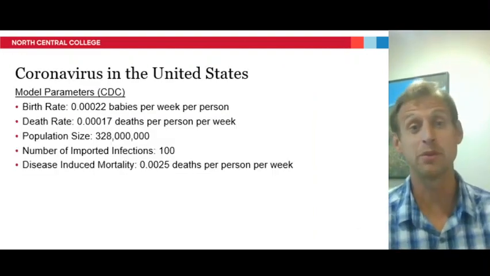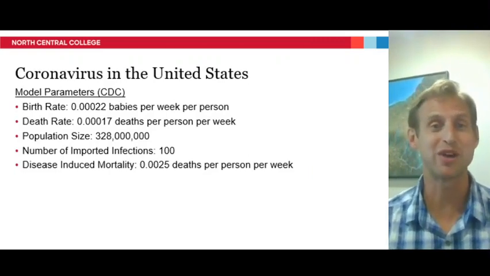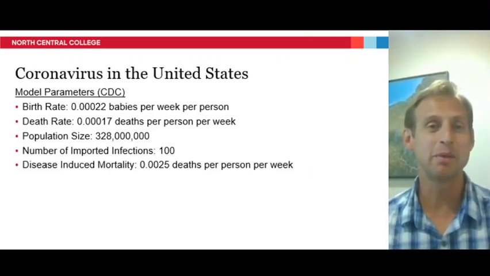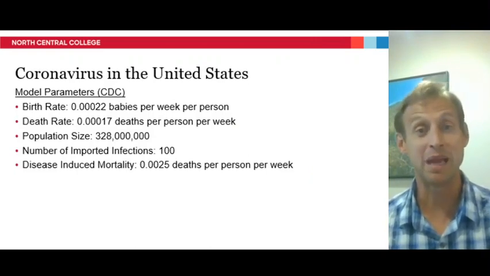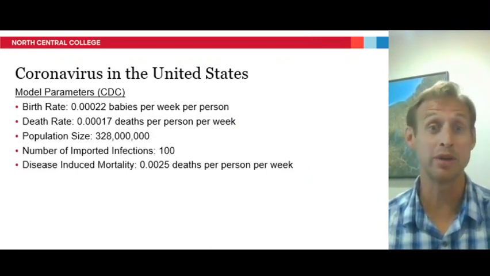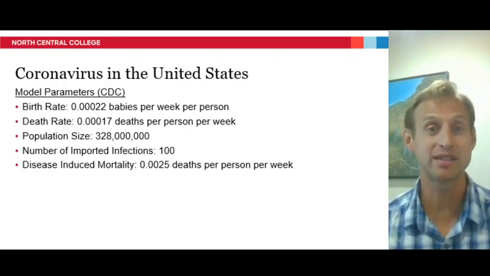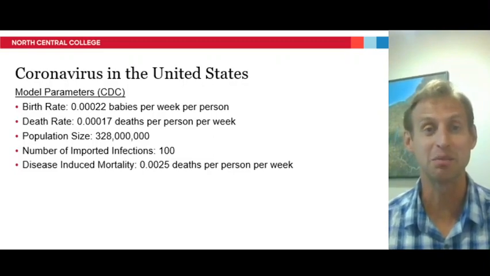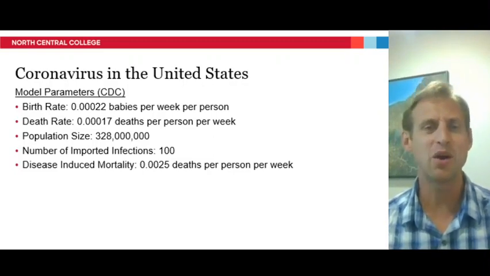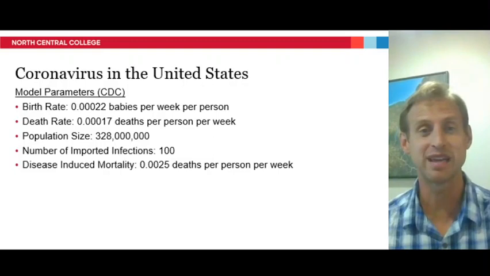So first, some parameters. I will not spend a lot of time on these numbers. Please don't try to remember them. But these are numbers that I got from the CDC, where I estimated the number of babies born per week, the number of people who would naturally die per week in the United States. I rounded a little bit to get a population estimate of 328 million people. It was difficult to know how many people came into the United States infected.